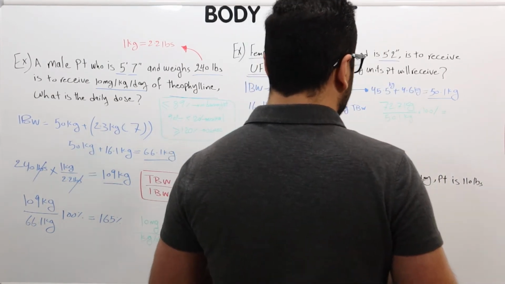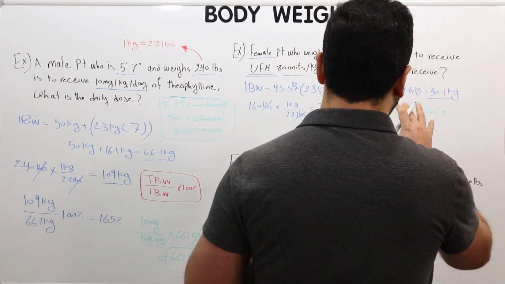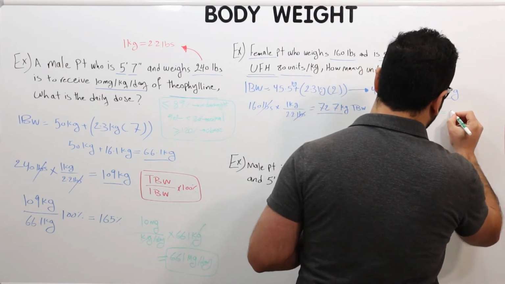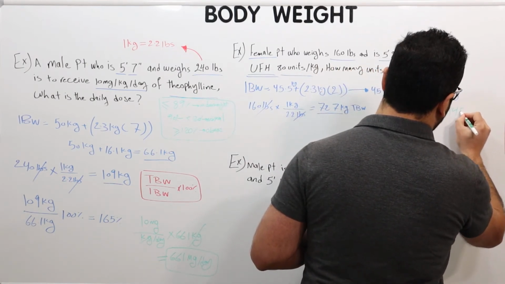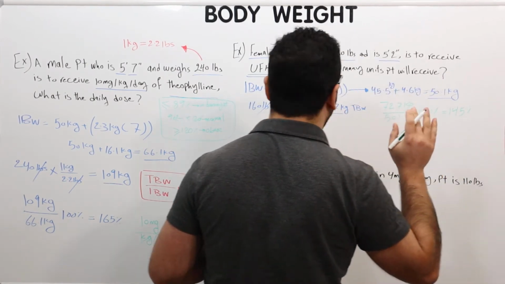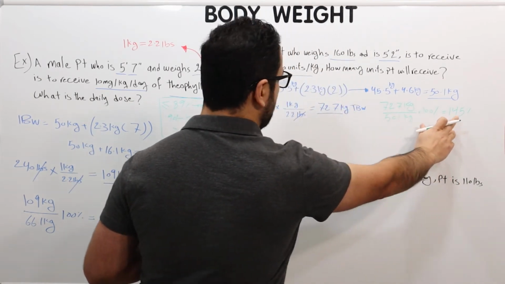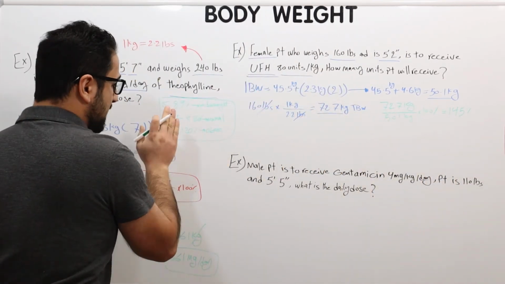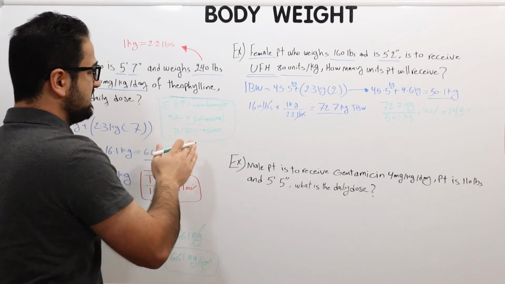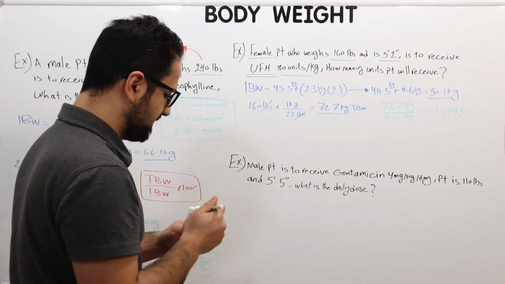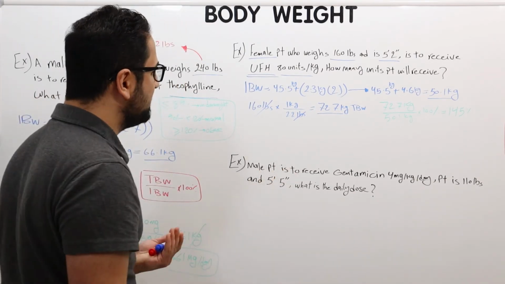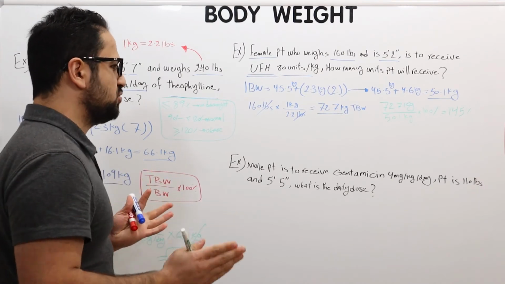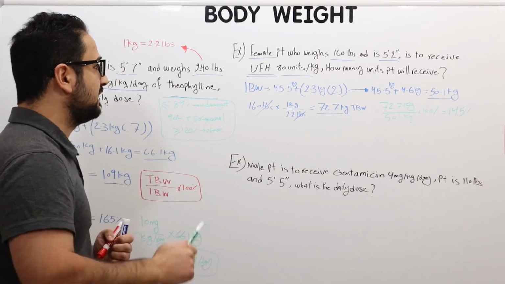Now, if you were to follow this and plug it into the calculator, you should end up with 145%. So again, looking at this, we have 145, and we said anything above or equal to 120%, the patient is considered obese. So in this case, we know the patient is obese. In most cases, we're going to use the adjusted body weight.